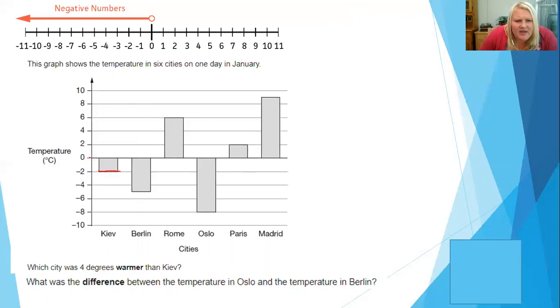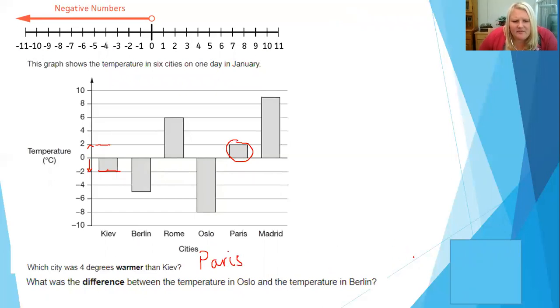All I'm going to do for this is work out 4 degrees, so I need to look at the scale here. It's 2. So I know that this is going to take us to 0, and this is going to take us to 2. So I'm looking for the one that's going to be on this line, because we've got 1, 2, 3, 4. And that gives us Paris. So the answer to that is Paris.